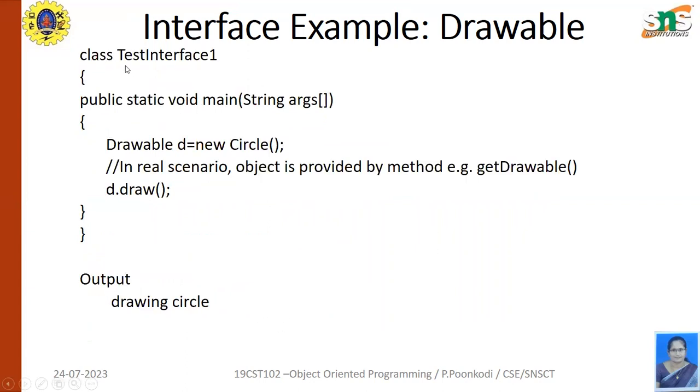Then the next one is class TestInterface, because in this other class only we have to declare and define the main method. In main, Drawable d is created as new Circle. In a real scenario, the object is provided by a method such as getDrawable, which would be called in order to draw a circle or rectangle. Then d.draw. The output will be drawing a circle, because the Drawable object is of the Circle class.